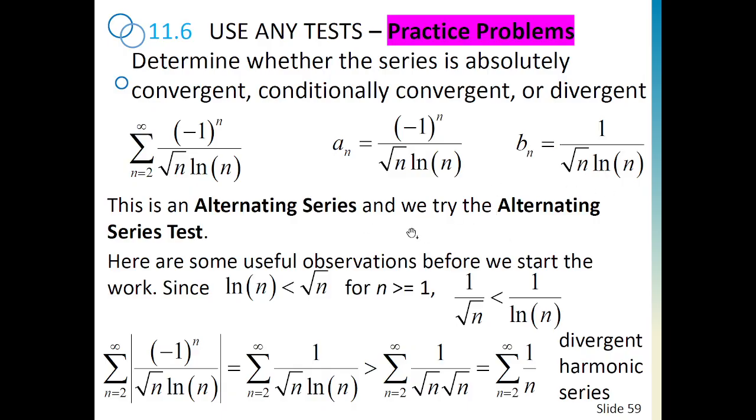Okay, fine, but this is an alternating series, so let's see what happens. Just an observation: if I take the absolute value, I have this expression here. Now ln n is smaller than root n. So if I flip them, I get this expression here. Then I multiply both sides by 1 over root n to get my expression here. So this piece is bigger than this, which is 1 over n, which is harmonic. So the series of absolute values is bigger than a divergent harmonic series. Therefore, the series of absolute values is divergent.